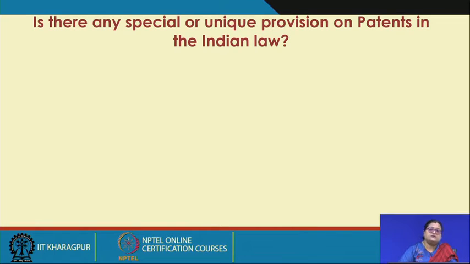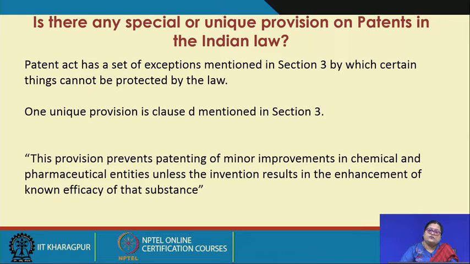Now we are going to discuss the Indian specific situation. Is there any special or unique provision on patents in the Indian law? What we see is that the Patent Act has a set of exceptions mentioned in section 3, by which certain things cannot be protected by the law. One unique provision is clause D mentioned in section 3. This provision prevents patenting of minor improvements in chemical and pharmaceutical entities unless the invention results in the enhancement of known efficacy of that substance.